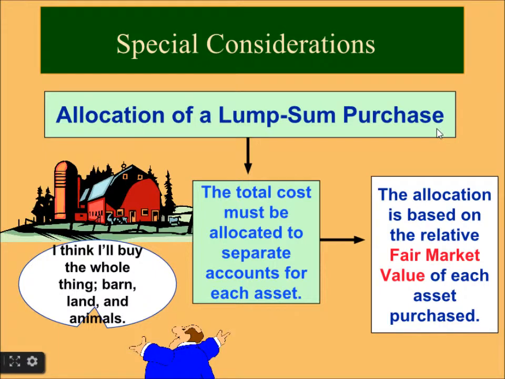Allocation of lump sum purchases. If a person is buying a bundle, like buying a barn with the land and animals, etc., the total cost must be allocated to separate accounts for each asset. Even if the bundle is sold as a whole, a separate asset account should be considered for writing down each entry. The allocation is based on the relative fair market value of each asset purchased. Fair market value, remember this.